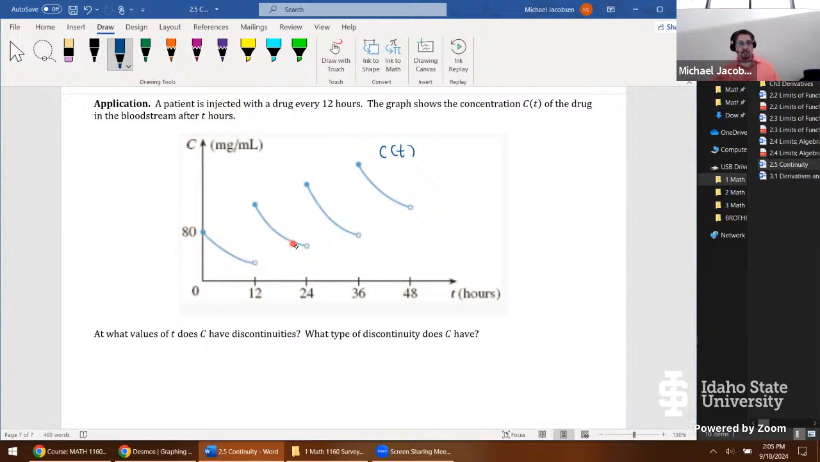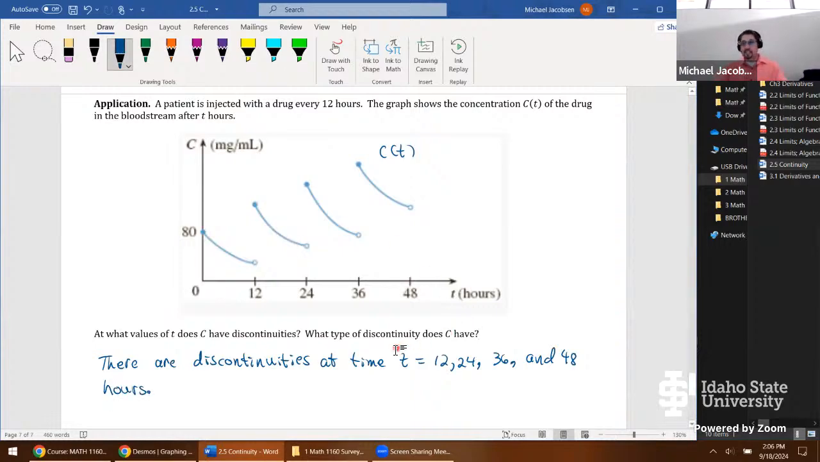So let's write out there are discontinuities at time T equals 12, 24, 36, and 48 hours.